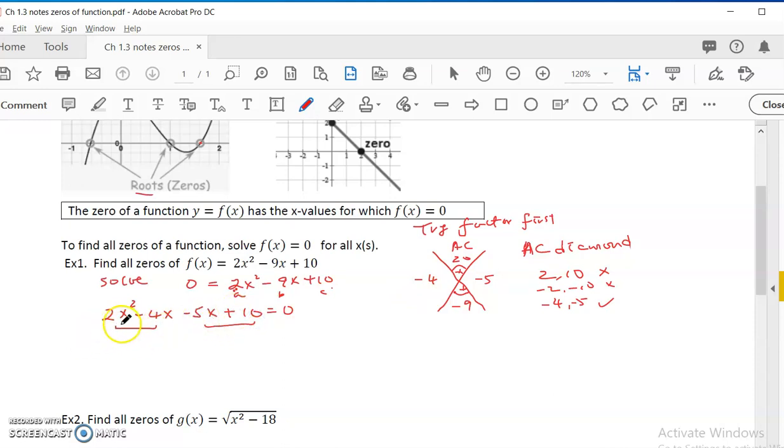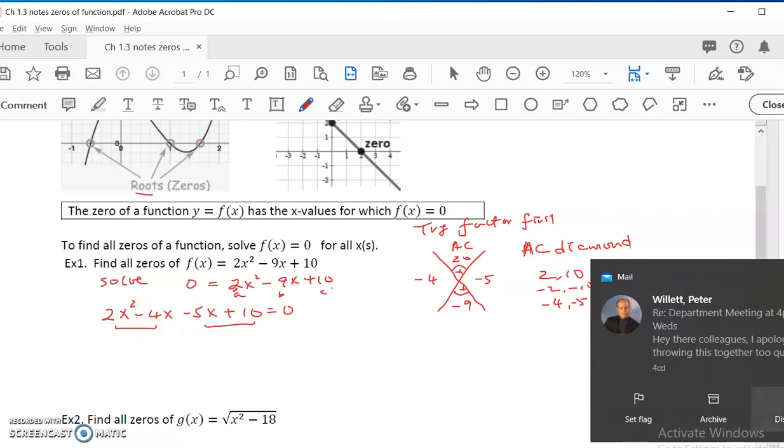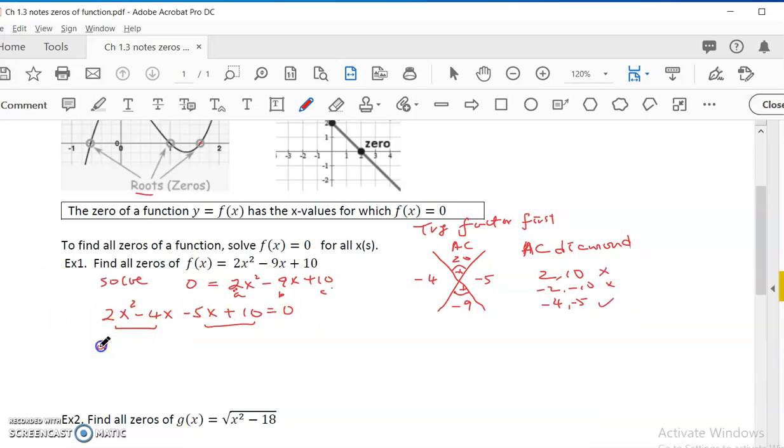For the factoring, I take 2x squared minus 4x, and 2x is the common factor between them. After I factor out 2x, I have x minus 2 left over. What's the common factor of negative 5x and 10? Of course, it's 5, so I'm going to factor negative 5 out. This will be x minus 2. The sign changed to minus because negative 5 times negative 2 is 10. Equal to 0.